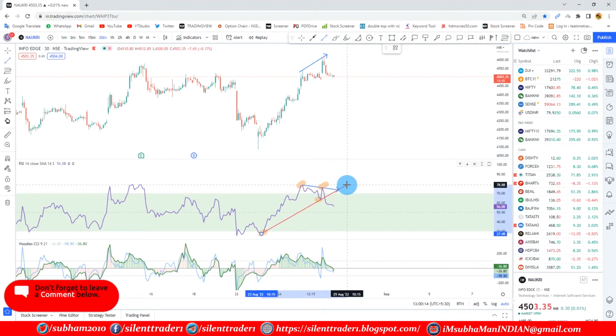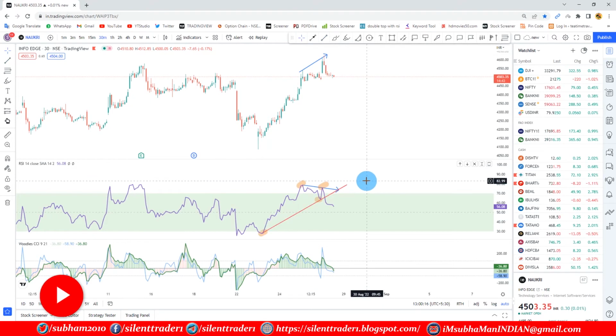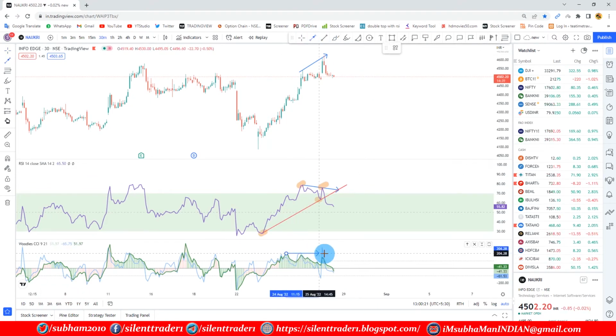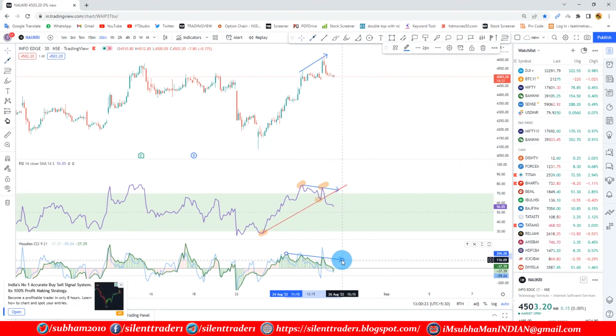Now checking the CCI trend in the same way. Finding the trend and putting a line from the bottom to find the same crossover point of CCI line.